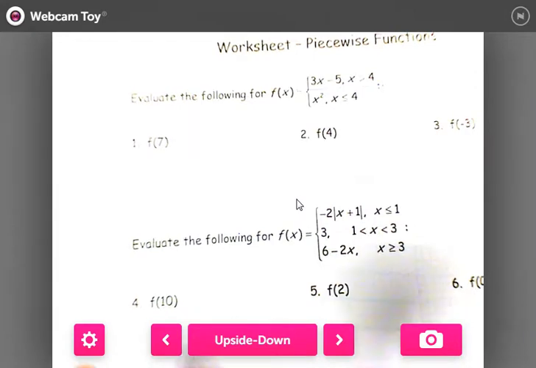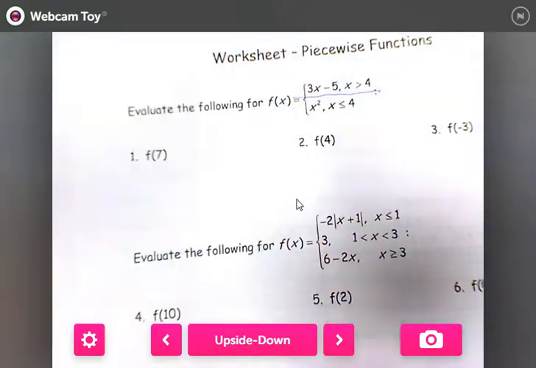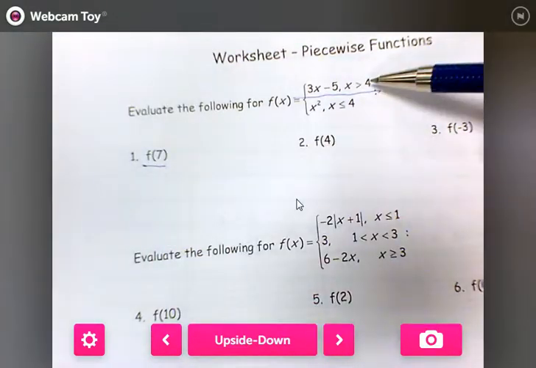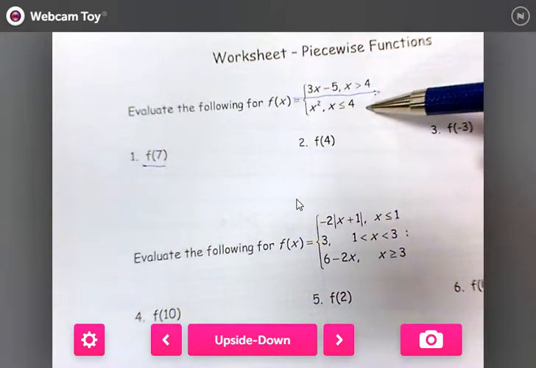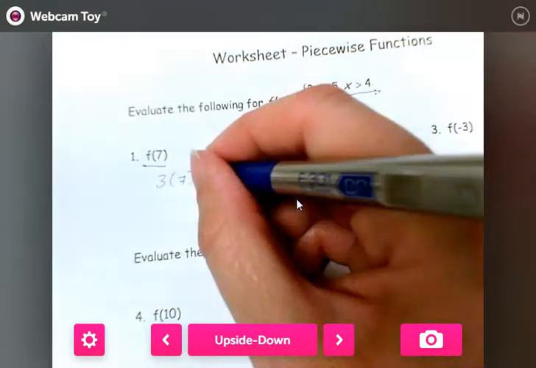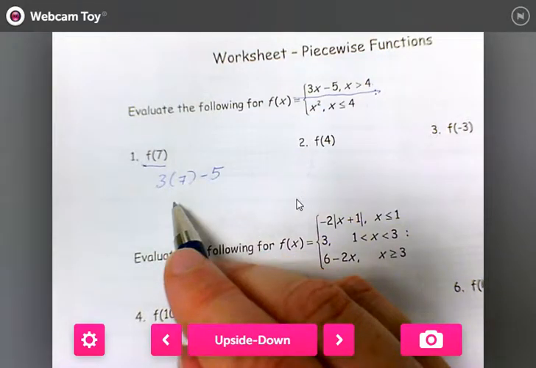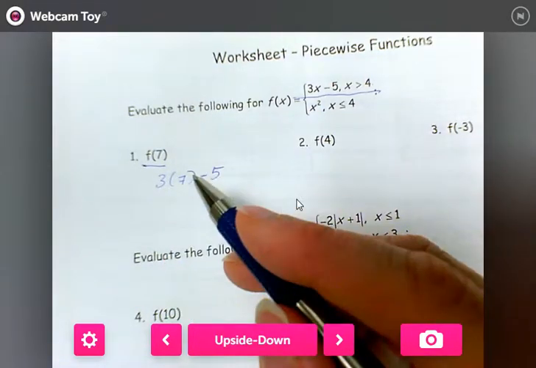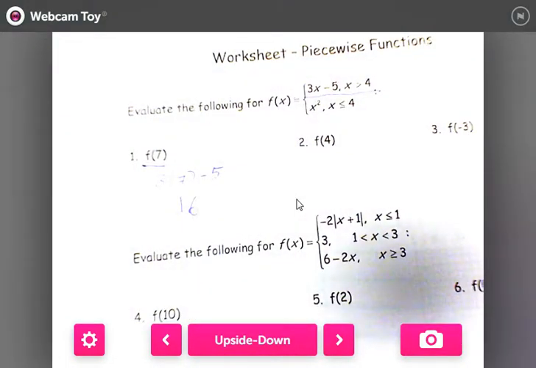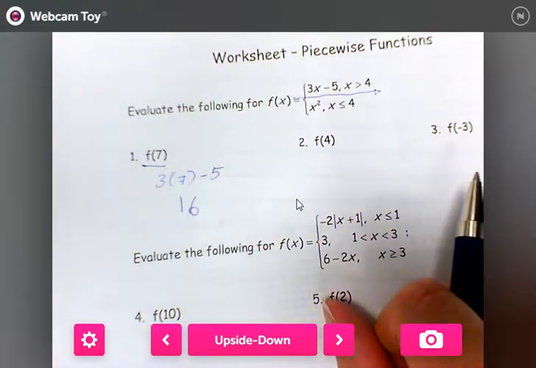So it wants us to evaluate each of these points according to this. We have to look, which one does 7 go into? Is 7 greater than 4 or less than or equal to 4? Greater than. So we're going to go 3 times 7 minus 5. 3 times 7 is 21. 21 take away 5 is 16. That's what I get, 16. Does that make sense? That's all you do. That's all we're doing for this. When we get to the graphing, it'll be a little more complicated, but this should be the easier part.